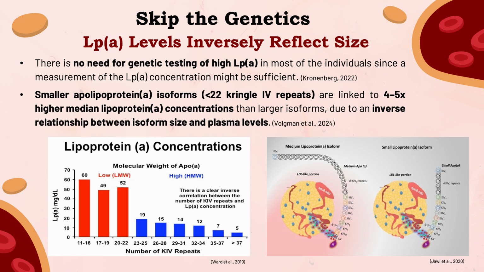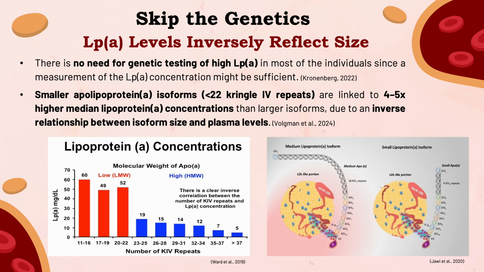While genetic testing is not usually required, a one-time Lp(a) blood test provides valuable insight into cardiovascular risk. Because of the inverse relationship between isoform size and concentration, we can often infer isoform size from a patient's Lp(a) levels. As shown in the diagram, risk-associated concentrations of Lp(a) typically occur when Kringle 4 repeats are 22 or fewer, with levels trending higher as isoform size decreases.